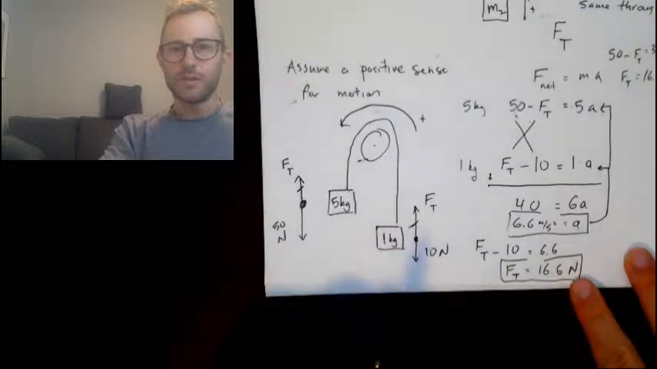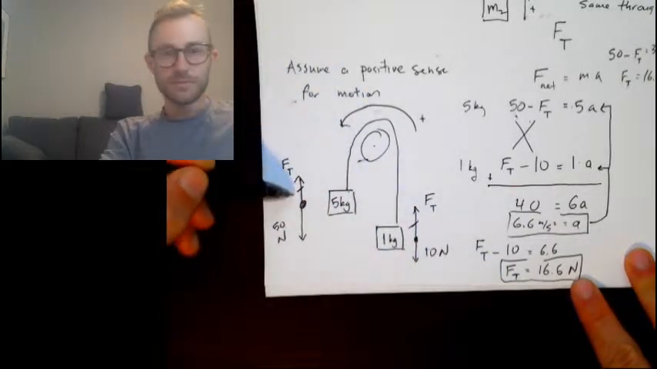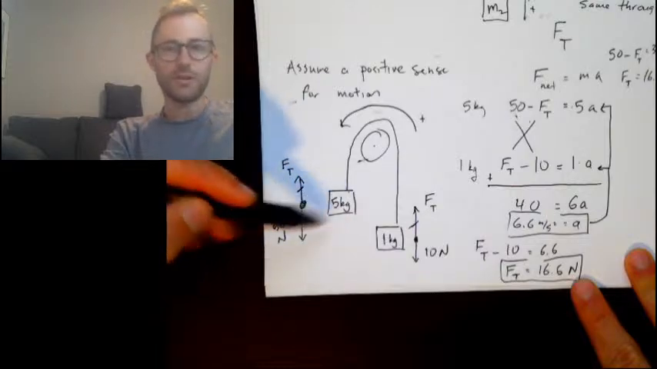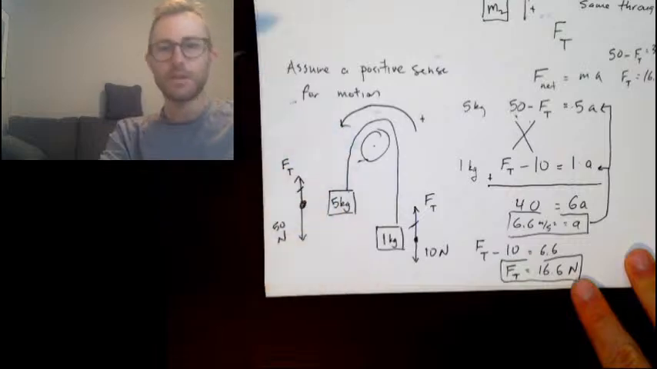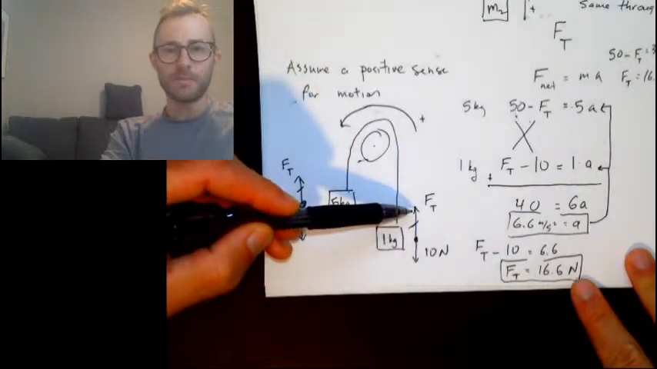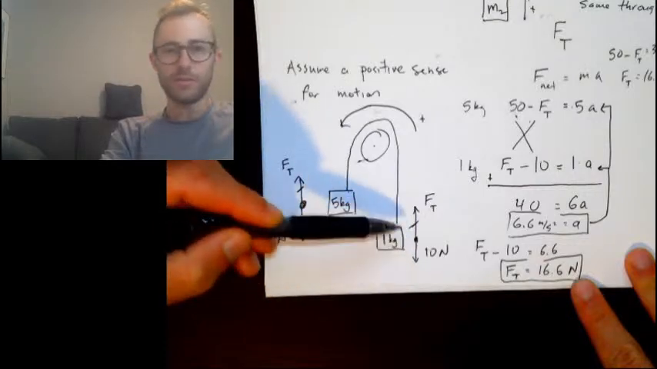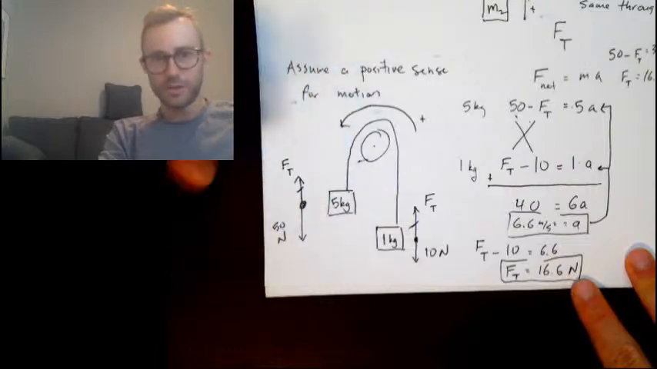Another comment I wanted to make is that notice how the tension is smaller than 50 newtons. So that's going to allow the 5 kilogram mass to accelerate downward. And the 16.6 is bigger than 10, so that's going to allow the 1 kilogram to accelerate upward. So it all works out just as I said.